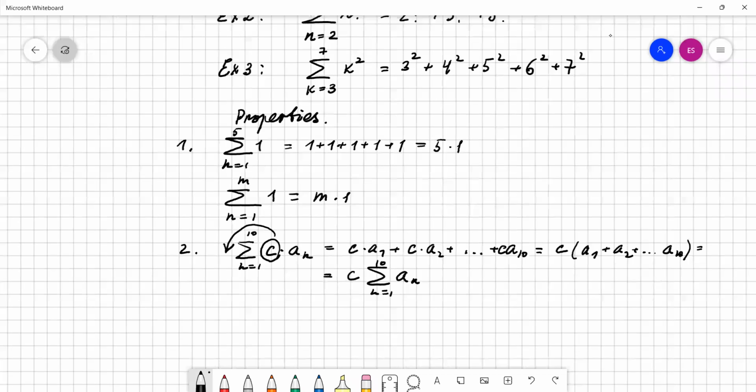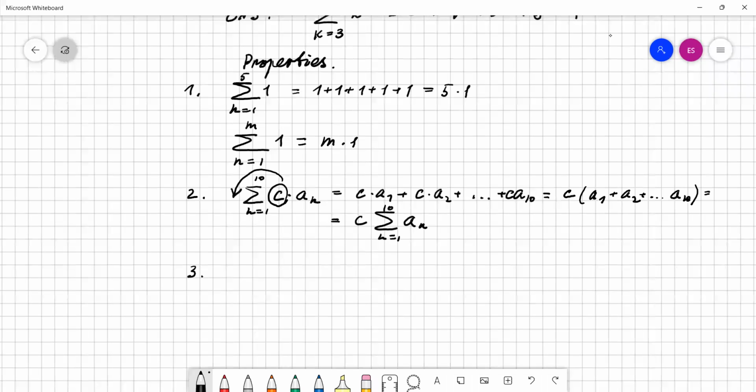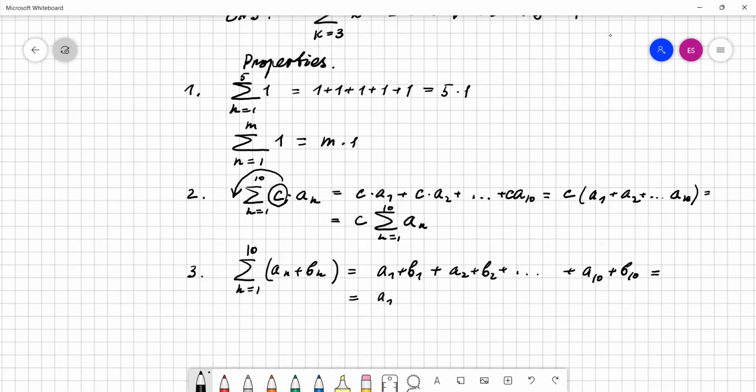Okay, and the last property, property number 3. If you have a sigma and there are two terms, an plus bn under one sigma, and let's go from 1 to 10. How is it going to look? a1 plus b1, right? Plus a2 plus b2, up to term number 10, which is going to be a10 plus b10. Now, guys, we can write down a separately and b separately, right? a1 plus a2 plus a10 plus b1 plus b2 plus b10.